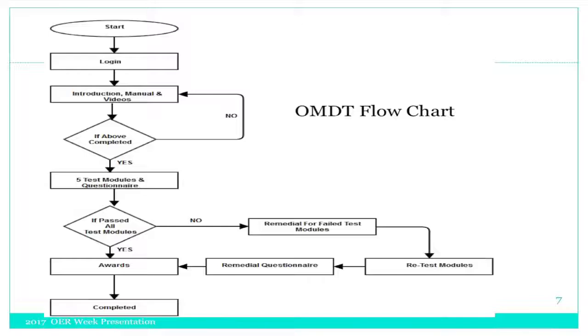There are 5 sections or modules to the test. Once they've completed all these 5 modules, they are required to take the questionnaire. After completing the questionnaire, if they have passed all the 5 modules, if OMDT says they are good enough, they will get their award. If they have failed one of the modules, they will be directed to take the remedial. After completing the remedial, they are given another test, a retest, only for the topics that they did the remedial. Then they are required to take the remedial questionnaire before they get their award.